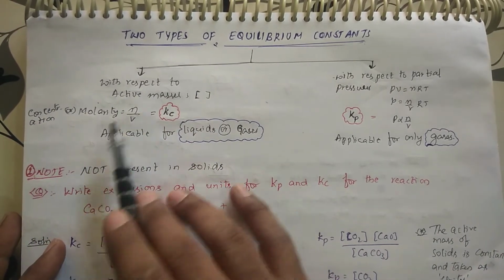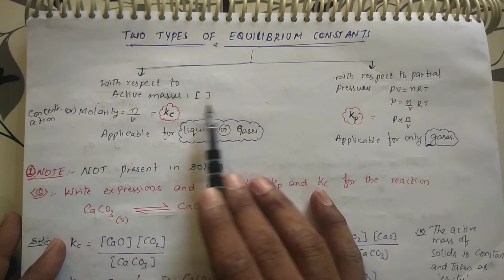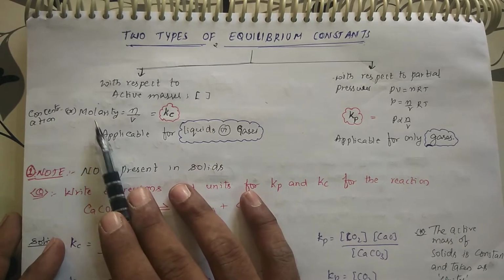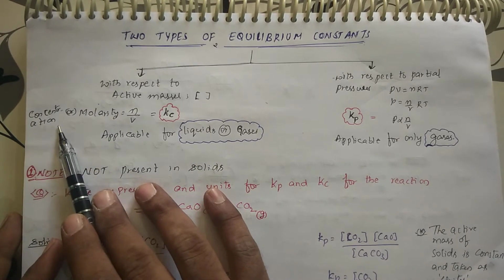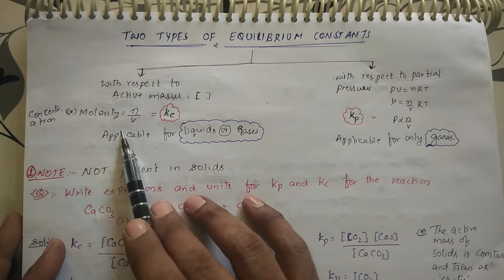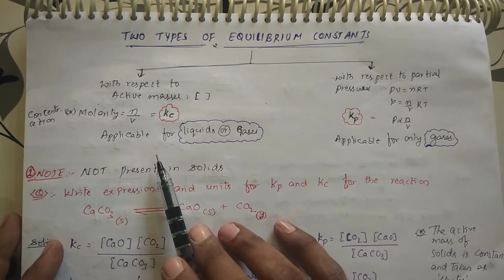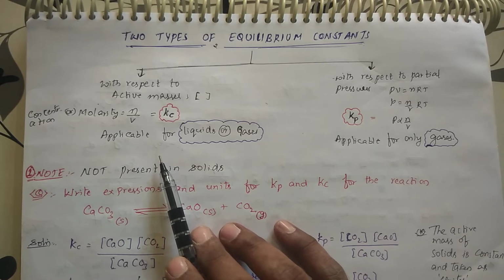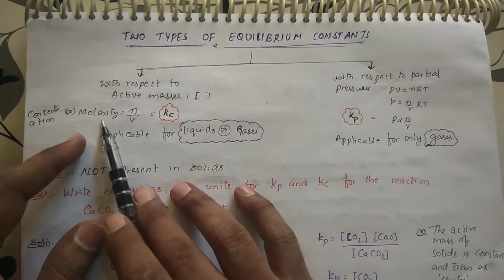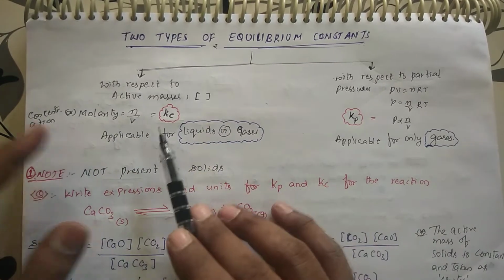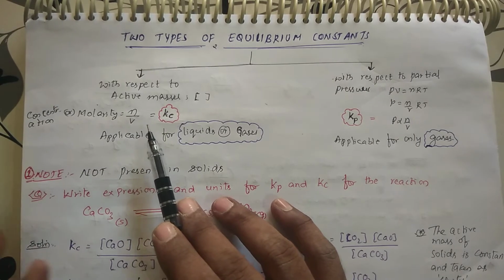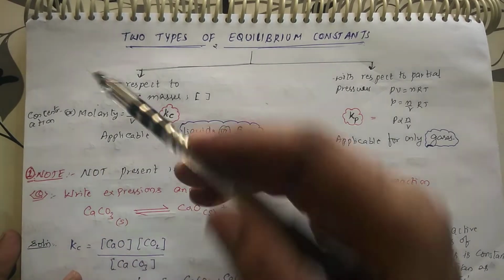Active mass is also called concentration, and it is indicated with these brackets. Concentration is also called molarity. Means what? The number of particles in a given volume. We will be learning about this in detail in solutions as well as stoichiometry. First you remember, in a given volume how many particles are there. If the number of particles is more, the concentration of that particular solution will be higher, right?